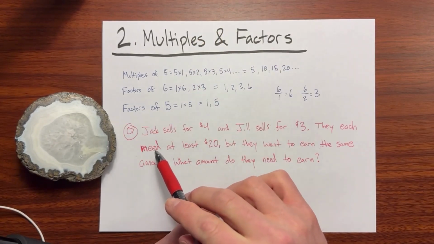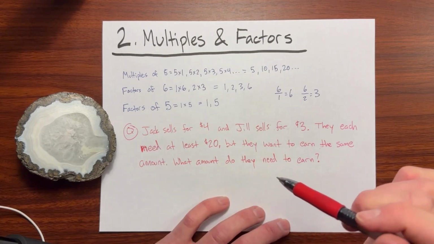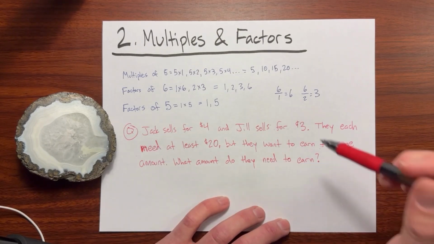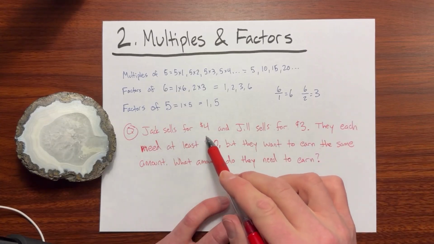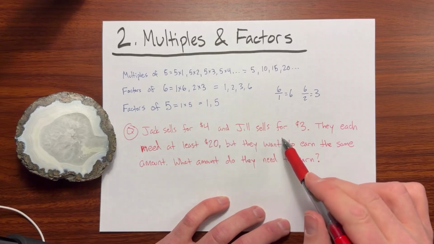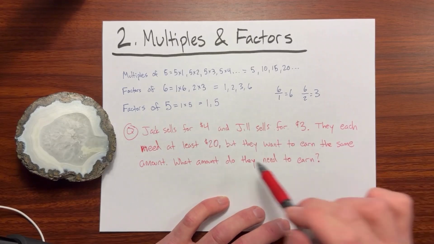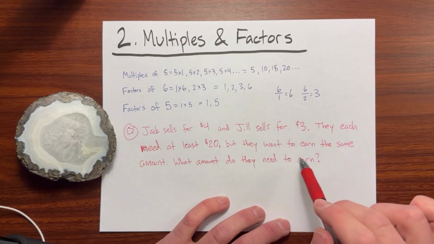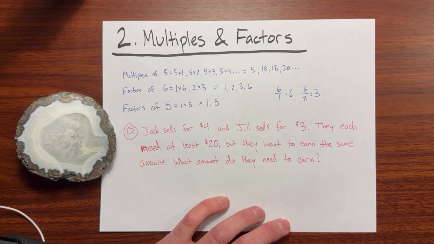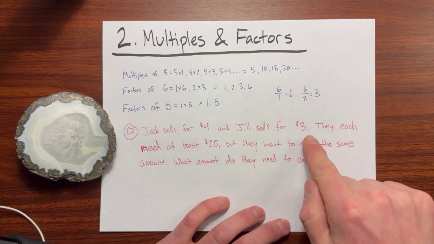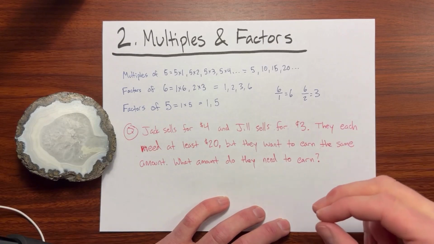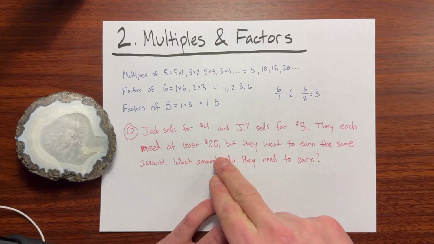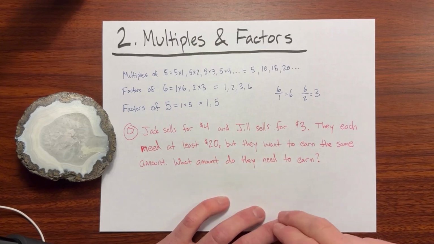So an example problem here could be that Jack and Jill are opening lemonade stands and they want to make at least $20 to buy movie tickets. So Jack sells his lemonades for $4 and Jill sells hers for $3. They each need to make at least $20, but they want to earn the same amount. What amount do they need to earn? So we'll need to figure out the multiples of 4 and 3, see where they match up, in other words, the least common multiple, and we'll also need to pay attention to make sure that they're earning at least $20.